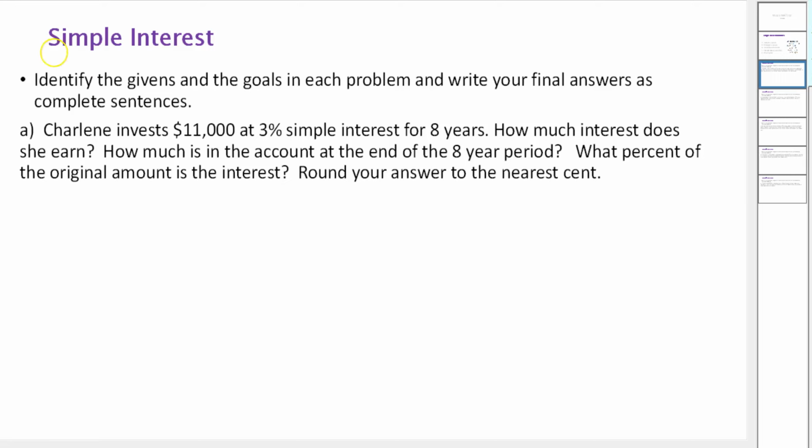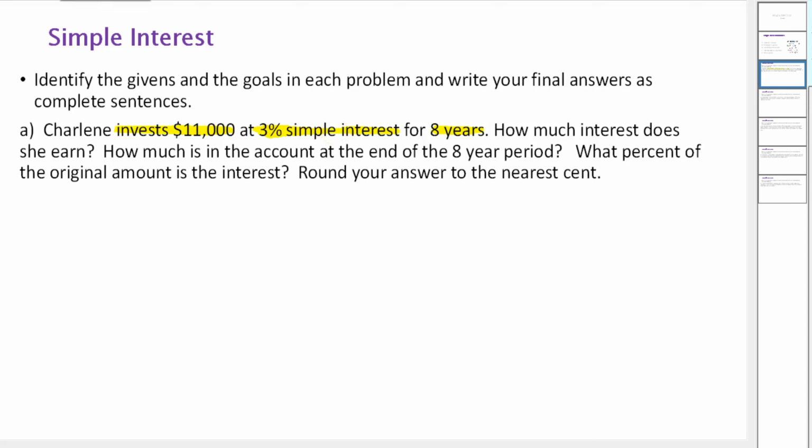In this video, we're going to look at a simple interest problem. Identify the givens and the goals in each problem and write your final answers as complete sentences. Charlene invests $11,000, so that's our first piece of given information, at 3% simple interest for 8 years. So we're given three quantities here, or three pieces of given information.